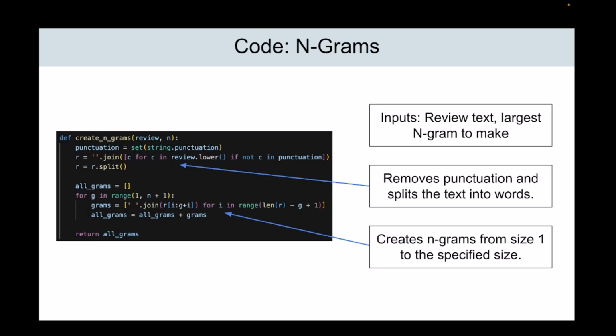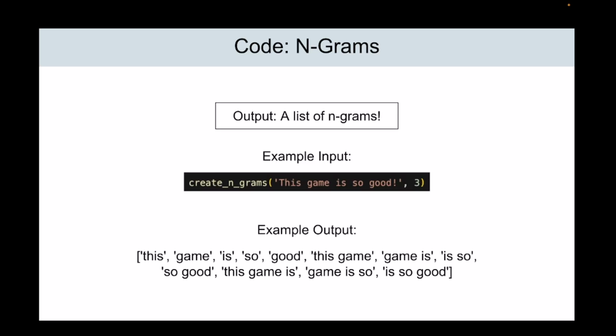Now let's begin talking about the code that we actually wrote to train our model. First, this is the function create n-grams. This function takes in review text as an input, splits that text up, and removes punctuation, which gives us a list of just the words. Then it loops through all the words a few times, and constructs n-grams from size 1 to n, where n is the specified size. For example, if we were to call create n-grams on the sentence, this game is so good, with n-grams of 3, it'll output a list of tokens where the tokens are all the unigrams, bigrams, and trigrams.